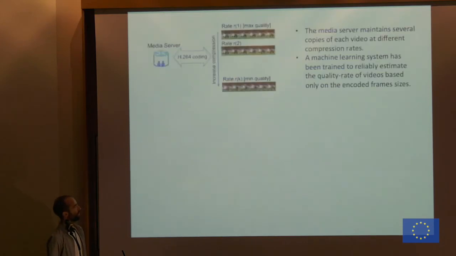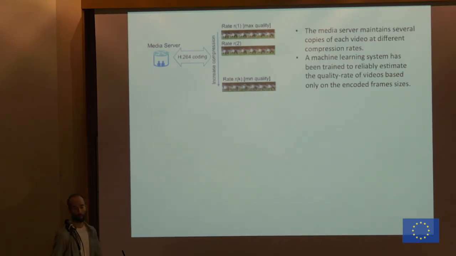Okay. More in detail, in the media server, the videos are encoded with the H.264 format at different quality rates. So we have a video in high quality and different versions of the same video until we reach a minimum quality. Okay, and the idea is that based on network congestion and also on the user requirement, we can decide in an optimal way which video to deliver, which quality of the video to deliver.